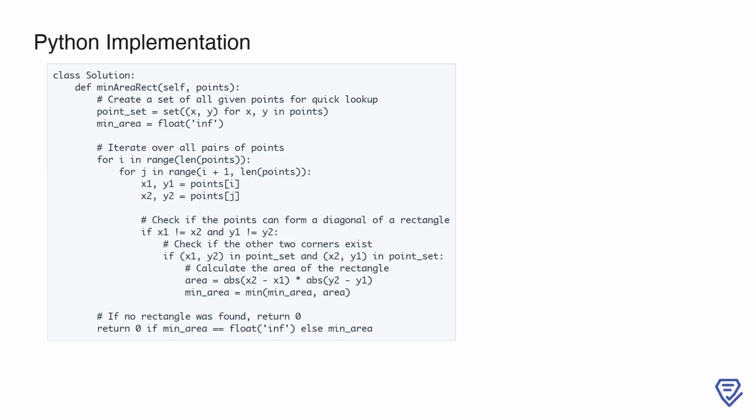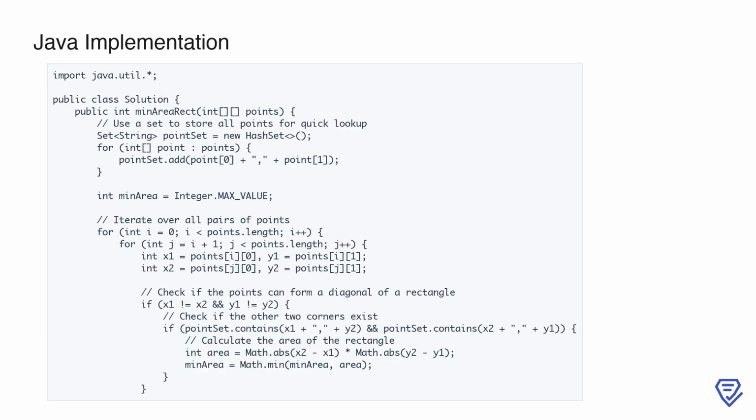If all 4 points exist, the area of the rectangle is calculated as the product of the absolute differences in their x and y coordinates. The minimum area is updated if the calculated area is smaller. After iterating through all pairs, if no rectangle was found, the function returns 0, otherwise, it returns the smallest area found. This approach ensures that all possible rectangles are considered while maintaining efficiency through the use of a set for constant time point lookup. Here, we start implementing the solution in Java.